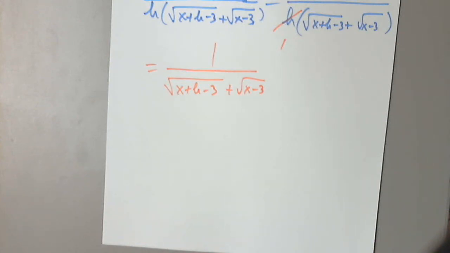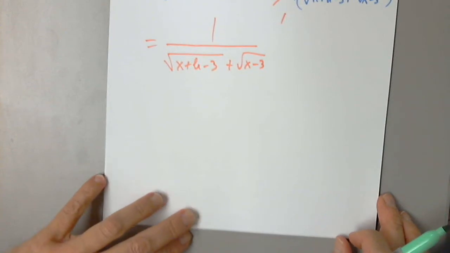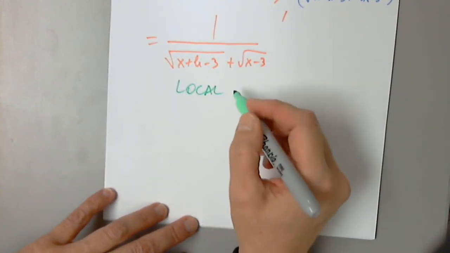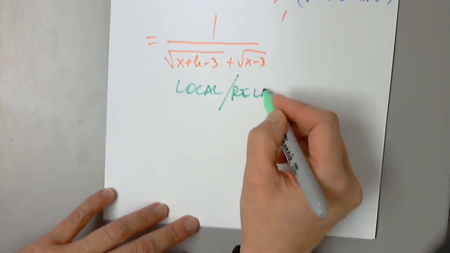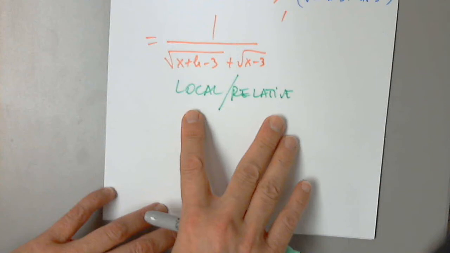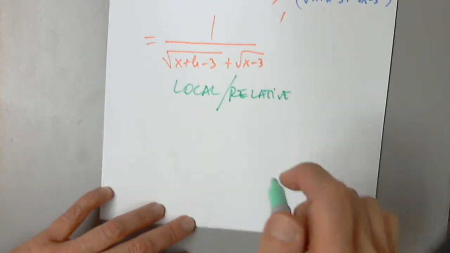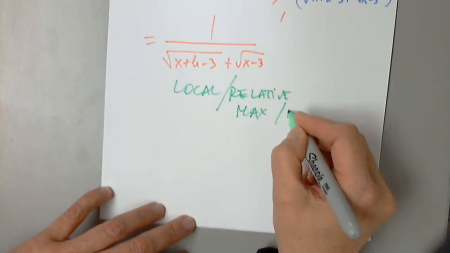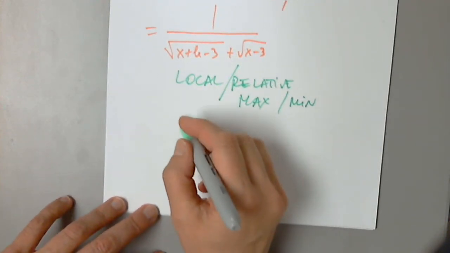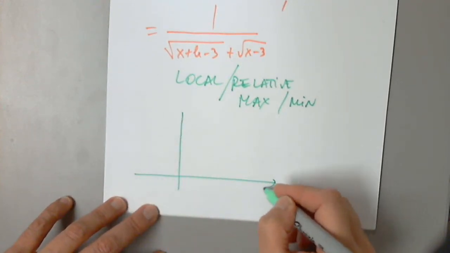So we can. Okay, two more concepts in this section before we move on. Local, also called relative. We use them interchangeably. Local or relative, max or min of a function. So here's a graph.